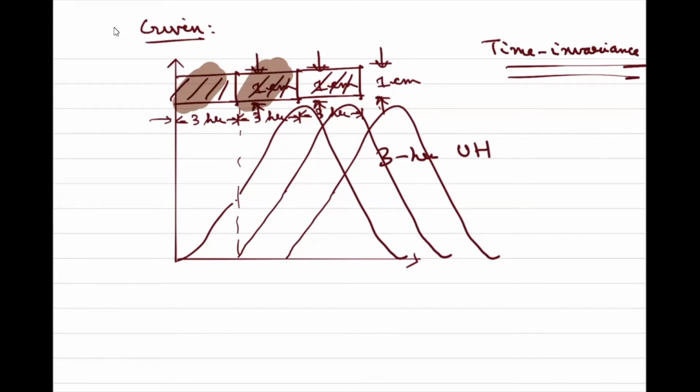Why are we making this assumption? We want to make our lives easier. We want to get the approximate form, because if we do not have this assumption of time invariance, then we have to get a new hydrograph every time, which is not ideal from an engineering perspective.